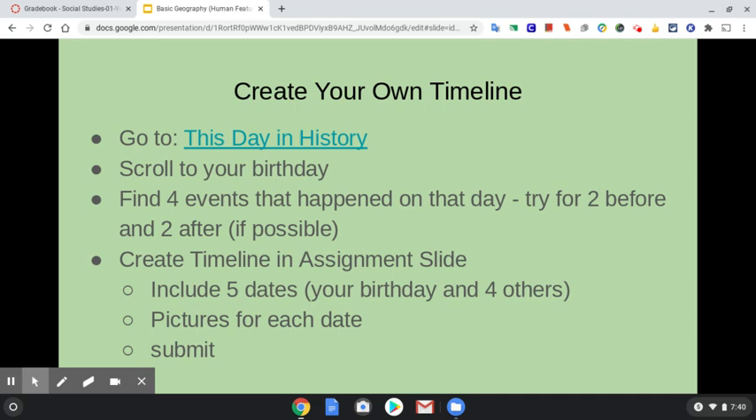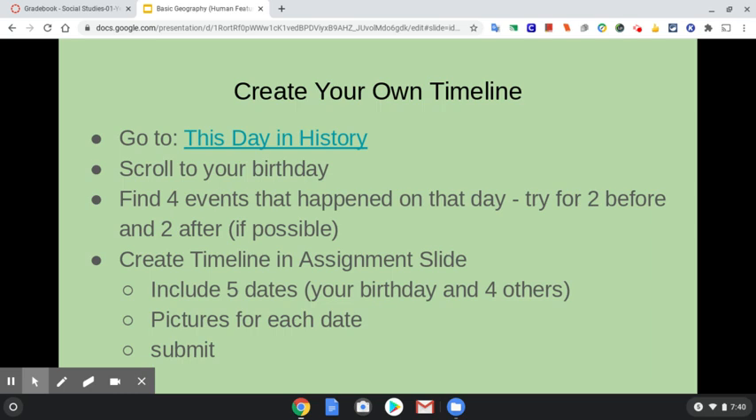As you create your own timeline, what you're going to do is go to This Day in History, and I will provide that link in your assignment. You're going to find your birth date, and then you're going to find 4 events that happened on that day. You're going to try for 2 before you were born and 2 after, but that's not always possible. So just as long as you have 4, you will be fine.